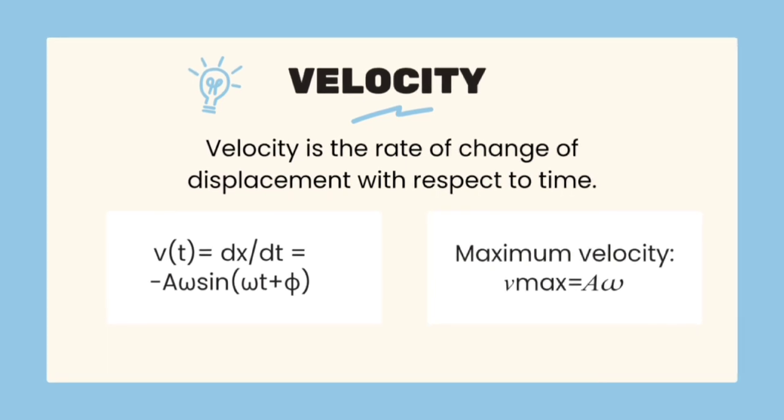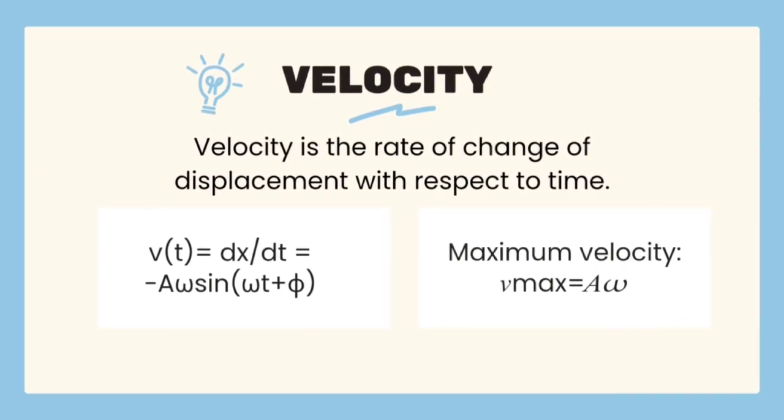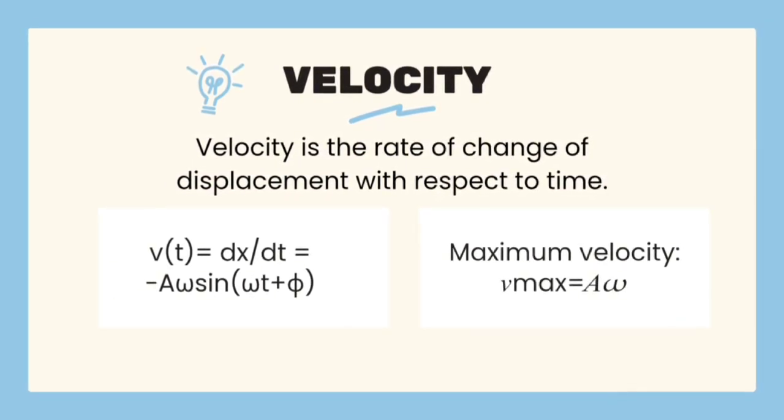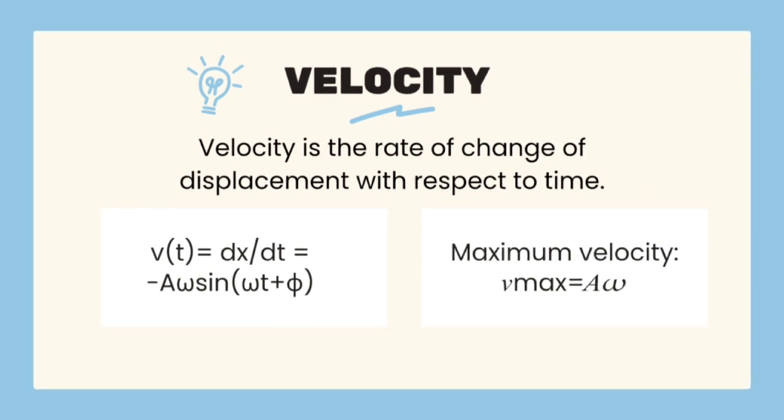Velocity is the rate of change of displacement, or how fast the object is moving. We can find the velocity by taking the derivative of the displacement equation. The object moves fastest when it passes through the equilibrium position and slows down as it reaches the maximum displacement.